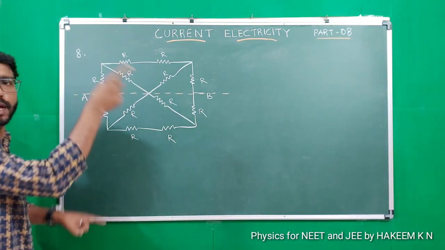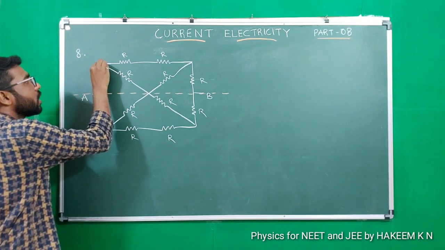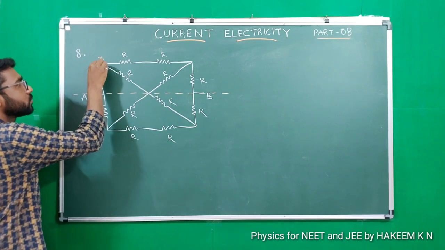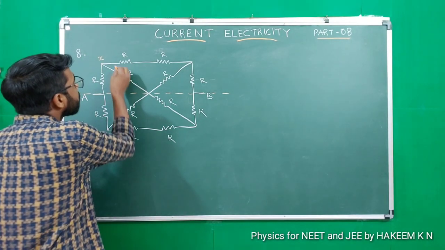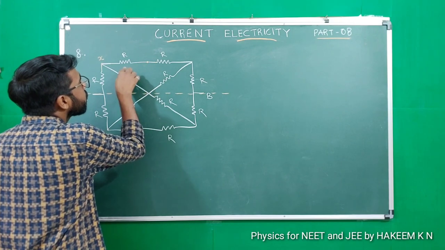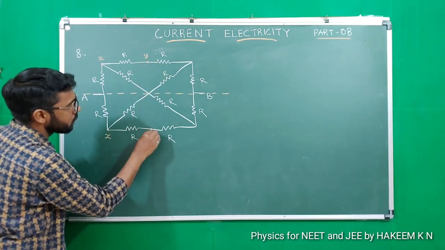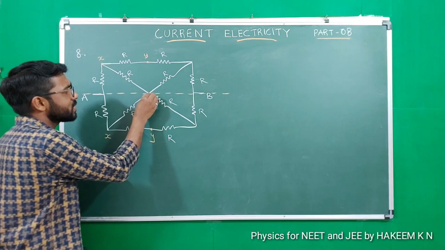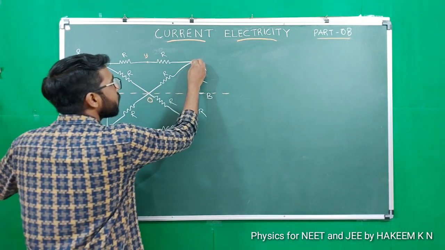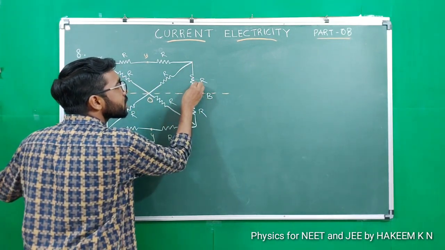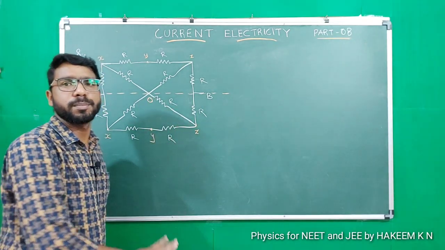So opposite points have the same potential, right? Here at A, we have a resistance R, so this can't be A. So I am giving X here. Opposite points have the same potential, here also X. And after R, we will get a point between these two R's. I am giving that point as Y, and just opposite, there is also Y. And this is a common point, I am giving it as O. Now this point is not B because here is a resistance, so I am giving it as Z. Opposite points should also be Z, since opposite points have the same potential.